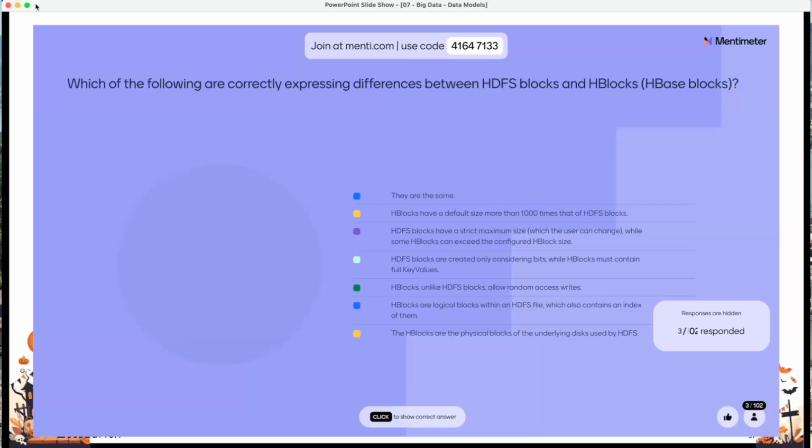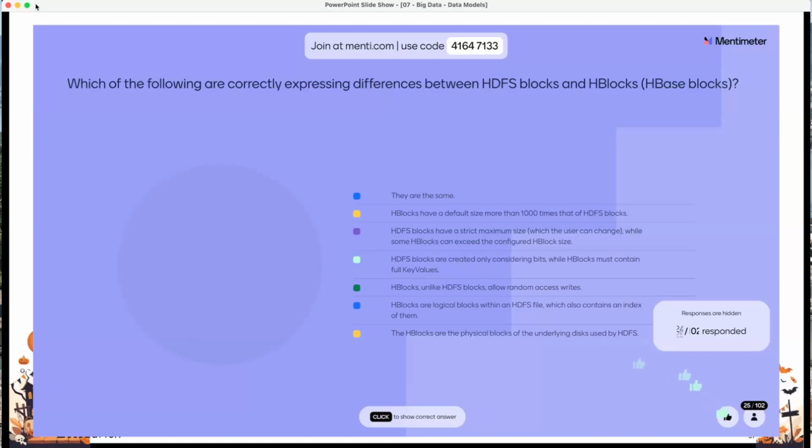Answer number 4, HDFS blocks are created only considering bits. It's just zeros and ones, and then we count zeros and ones, and that's it, that's the block. While H blocks must contain full key values. It means that an H block is more logical and contains entire key values. You never split a key value across different H blocks. It's always fully in the same H block. Answer number 5, H blocks, unlike HDFS blocks, allow random access writes. You can randomly write into an H block in place.